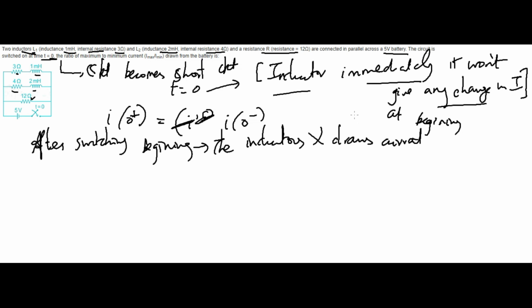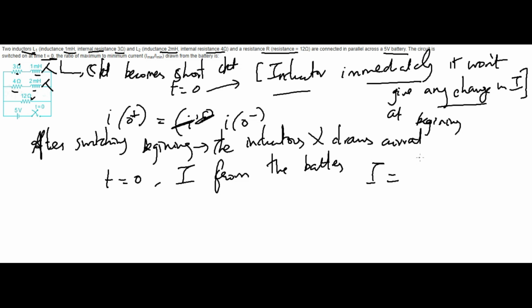So when time t equals 0, the current I from the battery means the inductor will not charge. Automatically the inductor's resistor won't have any effect. So I is equal to V by R, that is 5 divided by 12. There is no need of a resistor here at the beginning.